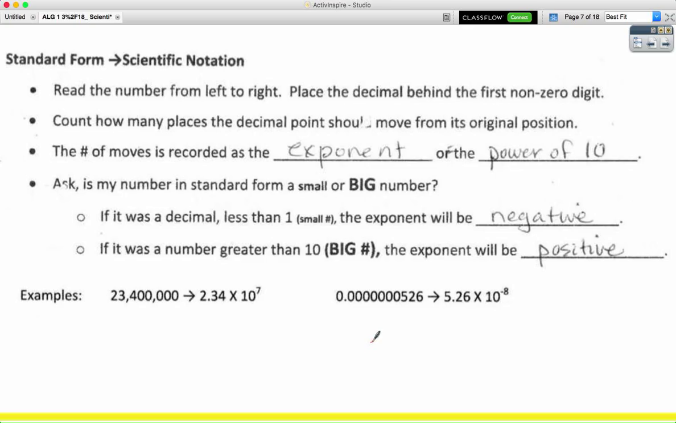So our 2 examples again, this decimal is way down here. We move it 1, 2, 3, 4, 5, 6, 7 places to where there's only one digit to the left of the decimal. Since we move it to the left, it's positive. This number, I would have to move it 1, 2, 3, 4, 5, 6, 7, 8 times to get just the 5 to the left of the decimal. And so I moved it 8 times. My exponent is 8, but because I moved it to the right, it's a negative 8.